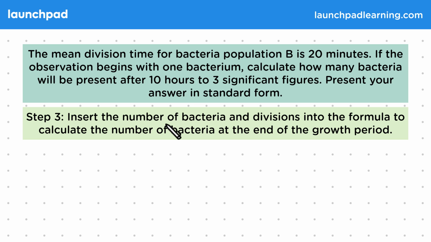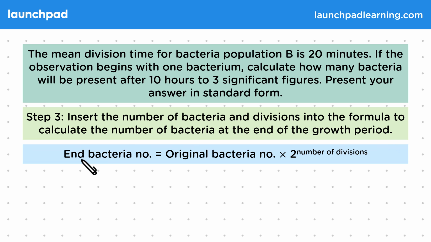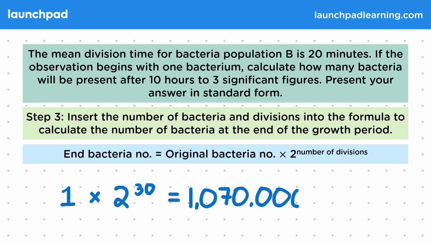Step 3. Insert the number of bacteria and divisions into the formula to calculate the number of bacteria at the end of the growth period. Here's the formula, so remember that the end bacteria number equals the original bacteria number times 2 to the power of the number of divisions. So in this case, it will be 1 times 2 to the power of 30, which gives us this value. You should be able to calculate the number of bacteria in a population after a certain time if you're given the mean division time like you are in this question. So now we have our answer, but you can see that this number is very large. How do we present this to 3 significant figures in standard form?